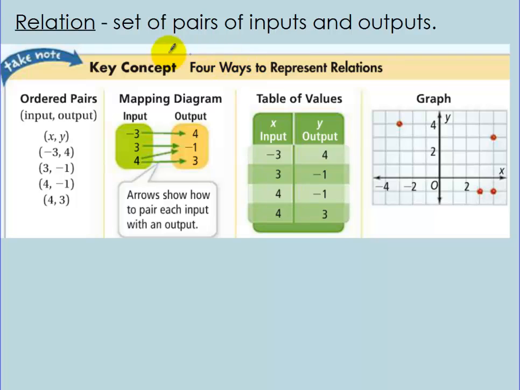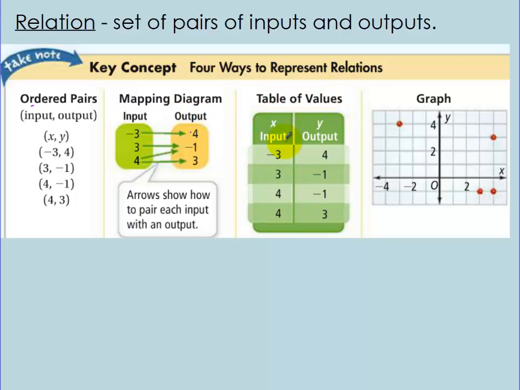Four different ways to represent relations are, first, ordered pairs, where the left one is the input and the right one is the output. You've also seen this as x, y, so -3 is the x, 4 is the y. These are inputs and outputs. Another way is this mapping diagram. We don't really use it that much, but we have a set of inputs on the left, outputs on the right, and arrows that point to the outputs. So this -3 on the input goes to the output 4. The arrows show the pairs.